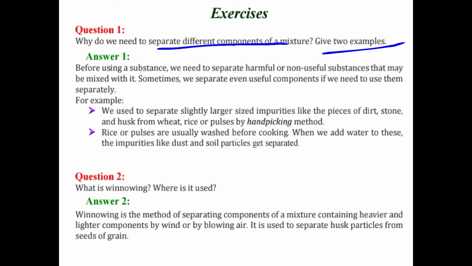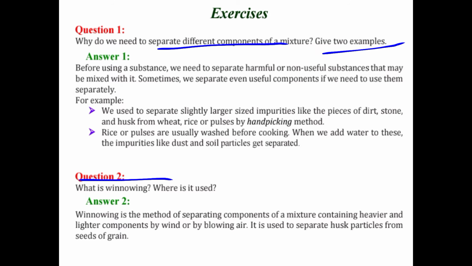We can take some examples in order to understand this. For example, we separate slightly large sized impurities like pieces of dirt, stone, and husk from wheat, rice, or pulses by the hand picking method. Similarly, we practice winnowing, filtration, threshing, etc. These are some methods which we use to separate impurities, to separate the non-usable substances from the usable substances. So this is the answer to the first question.